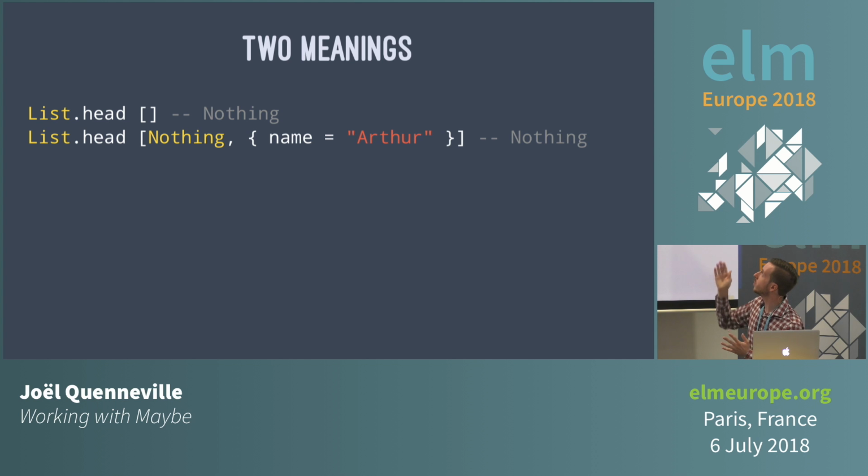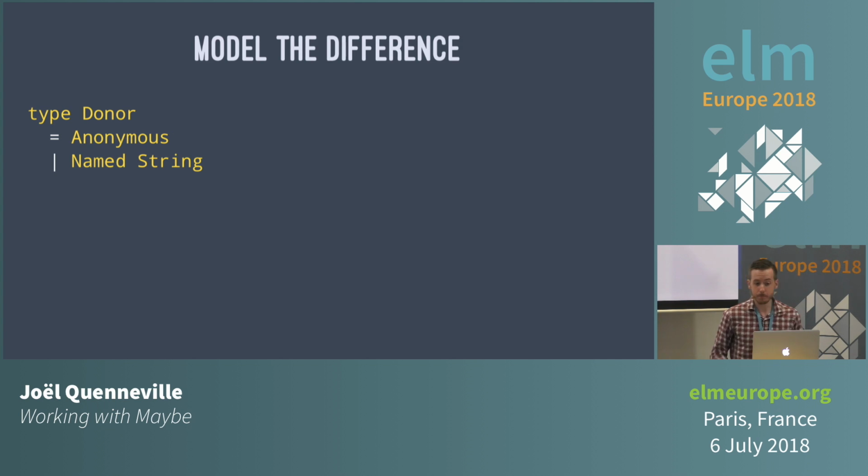So how do I know? Does Nothing mean I don't have a user, or does it mean that the user is anonymous? And yes, I realize this should have a Just right here, for those of you who are annoyed by seeing the error there. So we can model the difference using union types. So explicitly say we have a Donor type, and either you're an anonymous donor or you're a named donor with a string. That way, when we see Nothing, Nothing actually means nothing. There is no user, not some special programmer-inferred meaning.